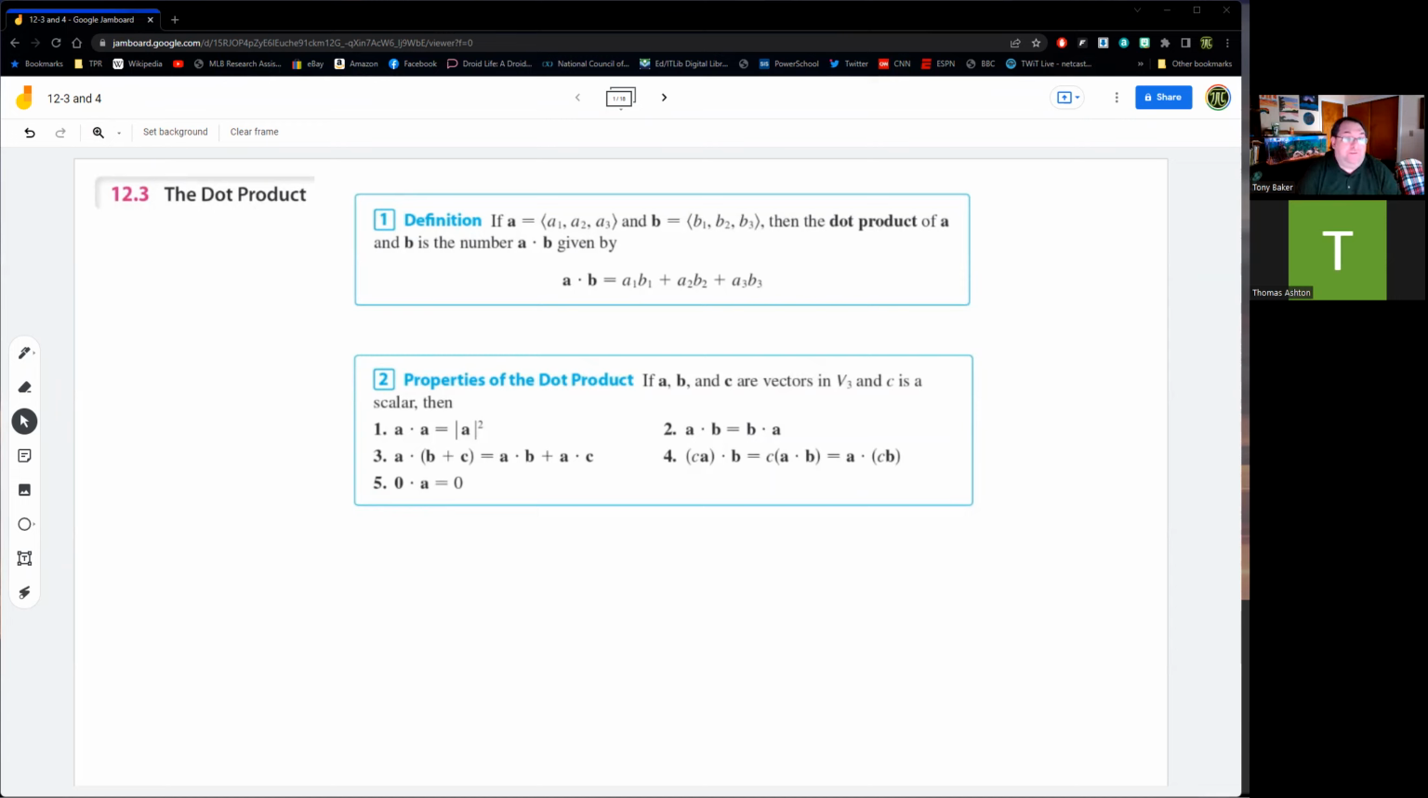So this is the definition of a dot product. If we're doing the dot product of A and B, it's A1 times B1 plus A2 times B2 plus A3 times B3. So we're basically going to multiply each of the terms and then add those terms together. That's what a dot product does.